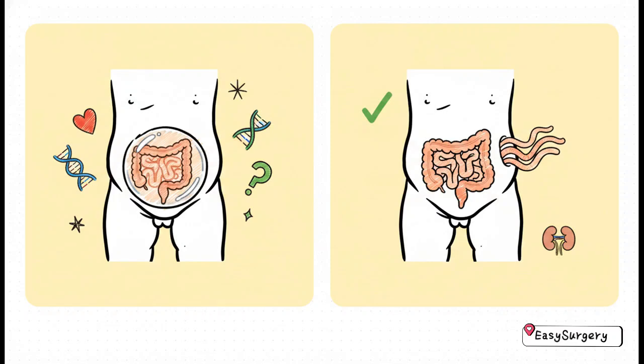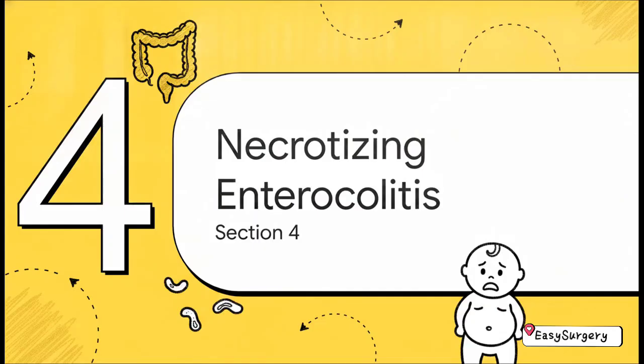Gastroschisis, on the other hand, is likely from a vascular insult. There's exposed bowel with zero sac. It's reliably located to the right of the umbilical cord, and thankfully, it comes with a much, much lower rate of associated anomalies.